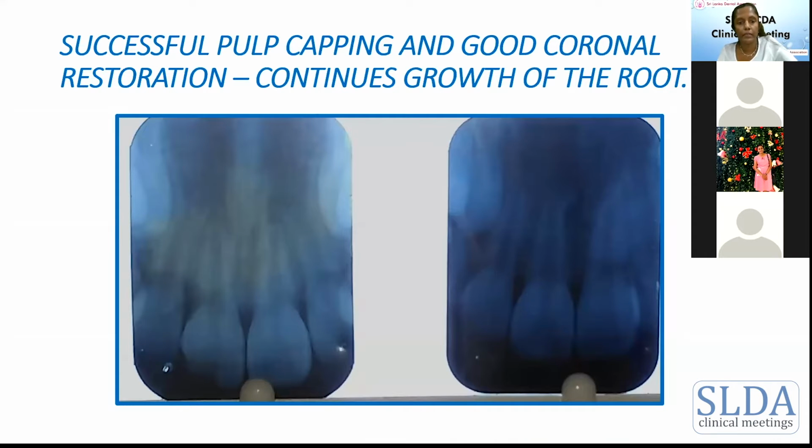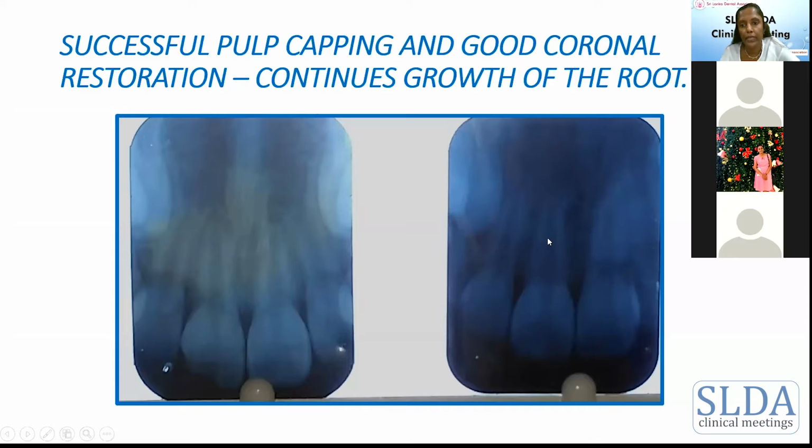So this is a patient after 1 year follow-up. It's a successful pulp capping and with good coronal restoration. You can see in the first radiograph that the upper right central incisor has a large open apex, and the tooth has undergone crown fracture.